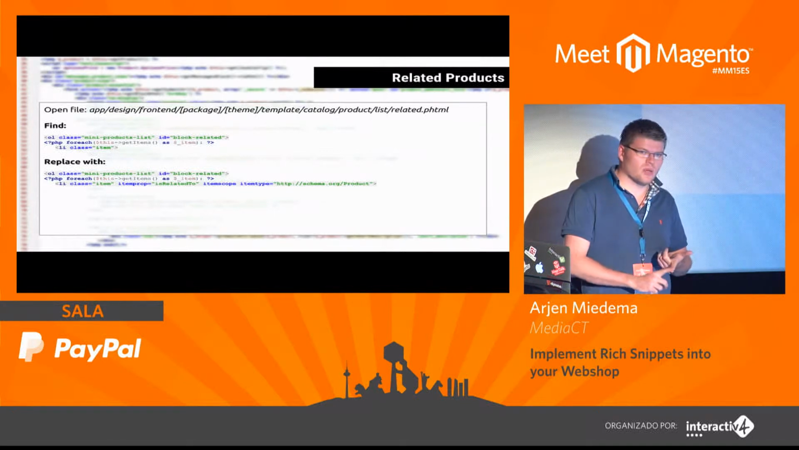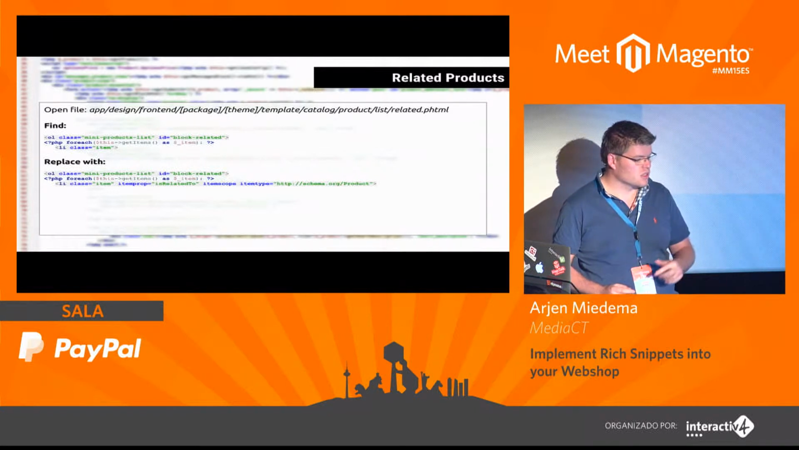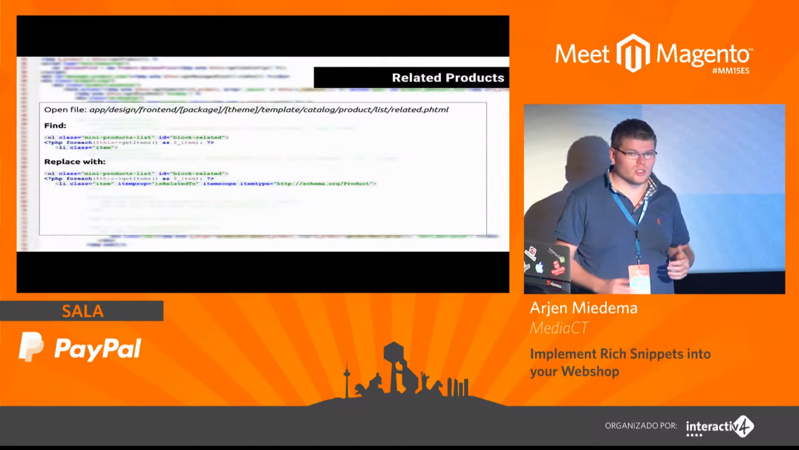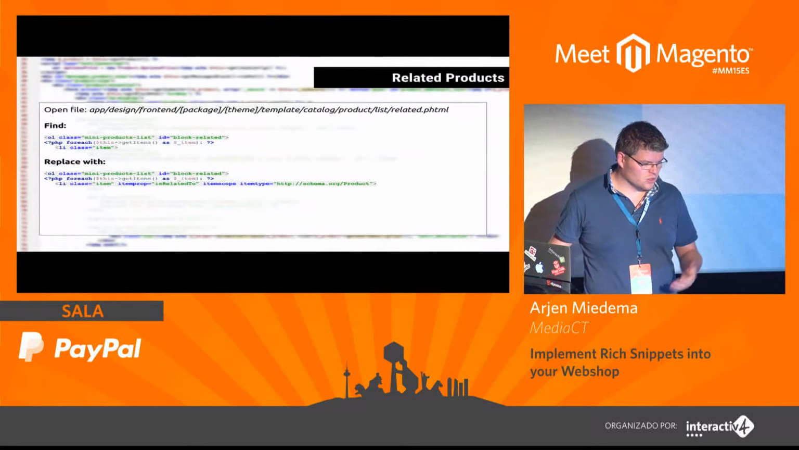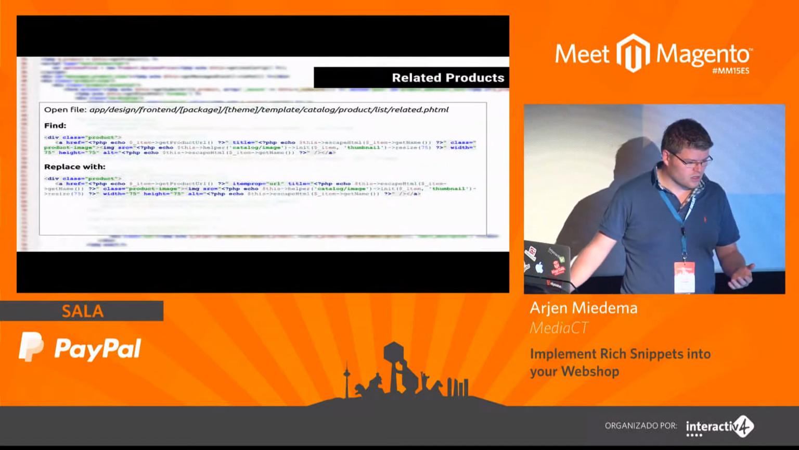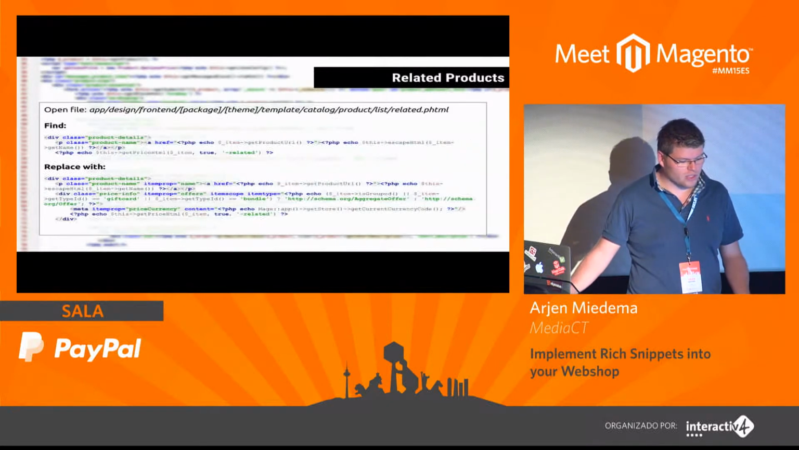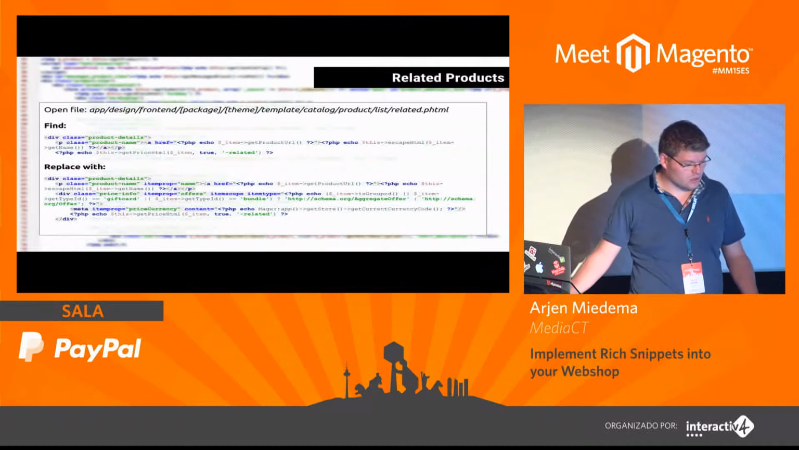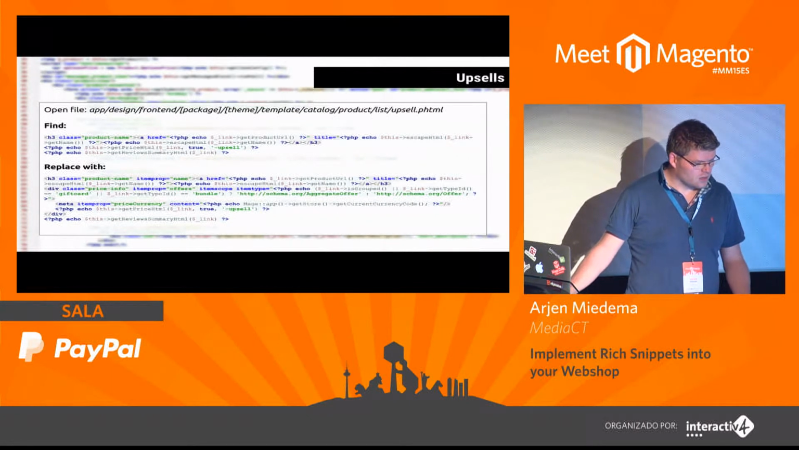Related products and upsells both use the same technology. The only difference actually is the item prop here. This one is related to, the other one is similar to, that's your upsell. And also these products contain an image, a URL, a product name, a description if you have one, the currency, and the price. And the upsells, the same story.